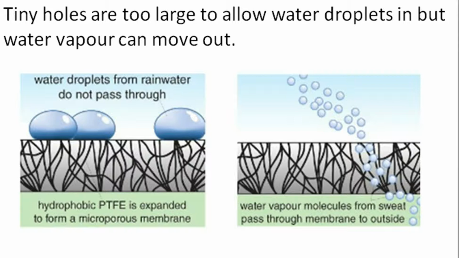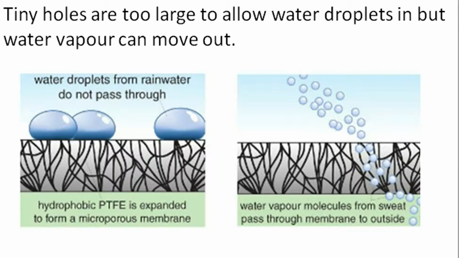Now this means that each little pore, each little hole, is 20,000 times smaller than a water droplet. So a water droplet cannot get through these tiny little holes. So this also adds to the water resistant nature of it. But even though they're that small, they're still 700 times larger than a water molecule.